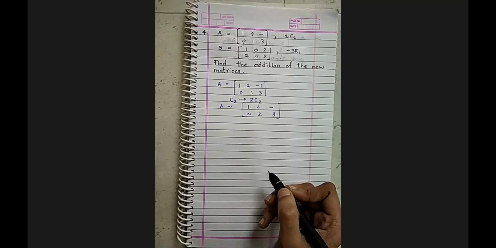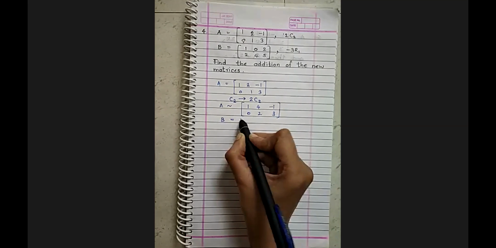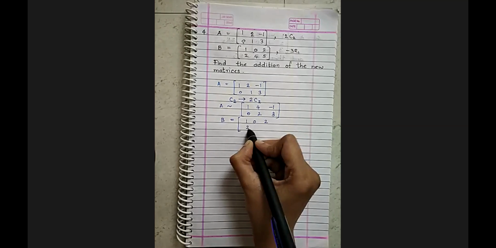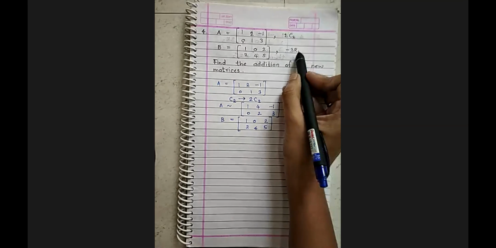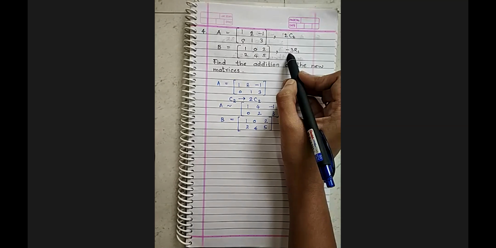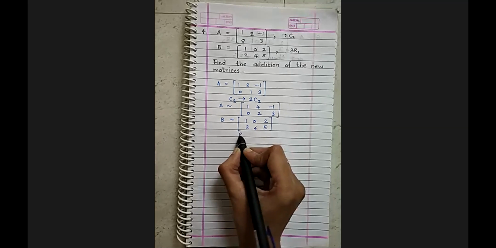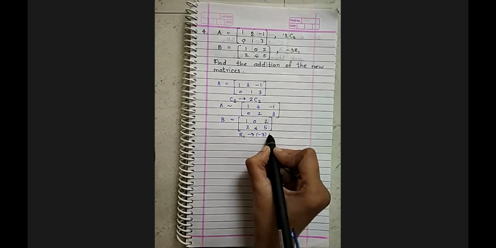Okay, fine. Now let's write your B matrix because they have given B: 1, 0, 2, 2, 4, 5. And the transformation is you have to do with your R1, that is the first row. You have to multiply -3 to all the elements of the first row. So the first row changes to -3 times your R1.